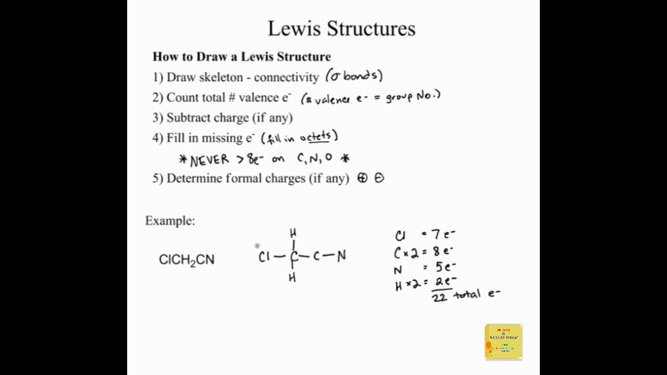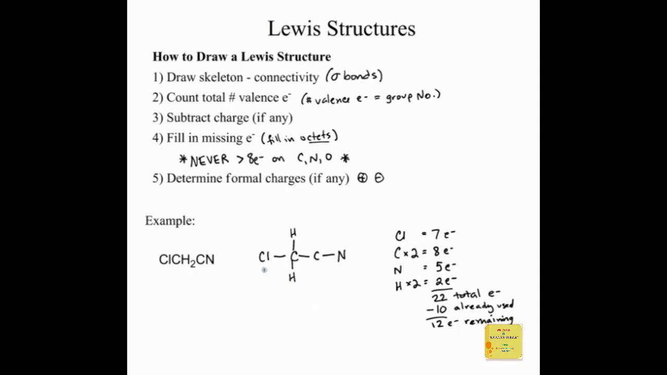Now, in drawing this skeleton, we've already used some electrons, right? Every single one of these sigma bonds represents 2 electrons. So we've already shown 2, 4, 6, 8, 10 electrons. So we can show that 10 electrons are already used. So we really have 12 electrons remaining to be filled in. So how are we going to decide where those electrons go? Well, we're going to try and fill as many octets as possible.